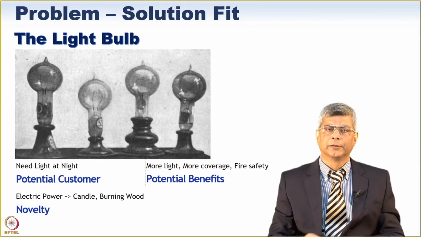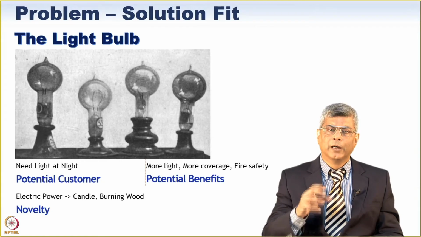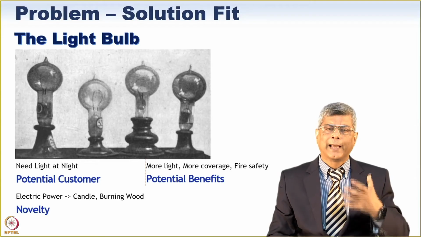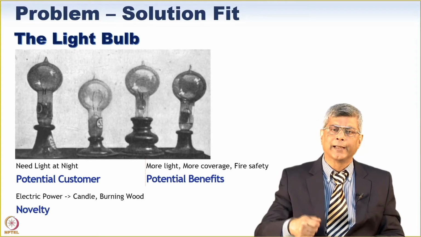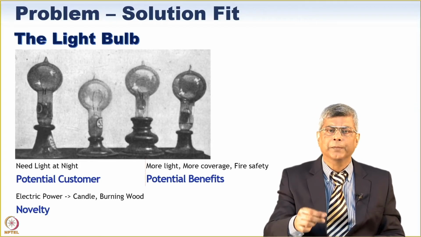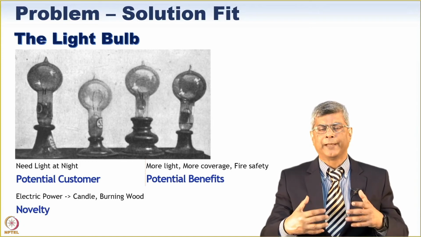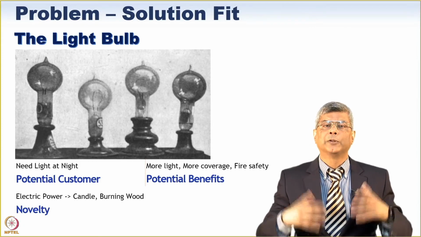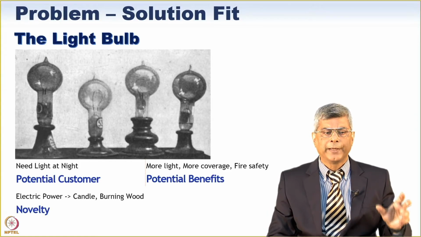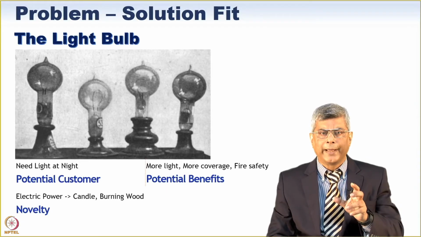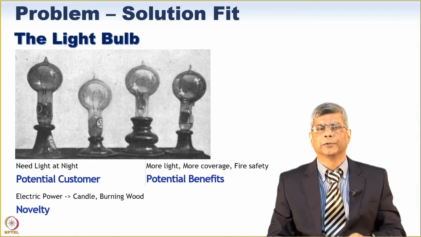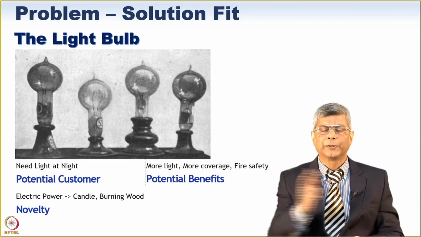And what was the benefit? Earlier, there were candles, or you had to burn wood. But candles did not last forever. You had to keep changing the candles very frequently. And there's a risk of fire. And candles were very dim. But with the light bulb, it was safer, it would last longer, and you would get more light. And what was the innovation? Moving away from candles and burning wood to an electric bulb. That was the innovation cycle.